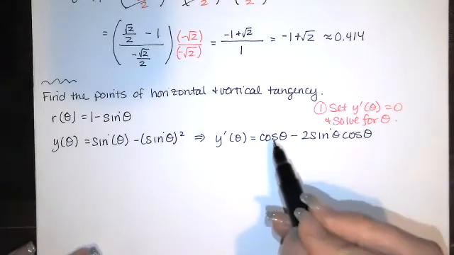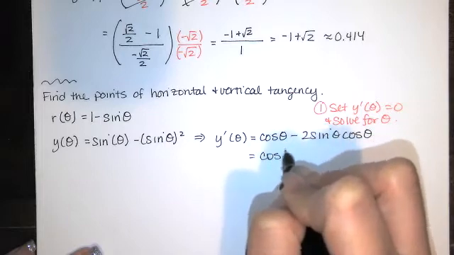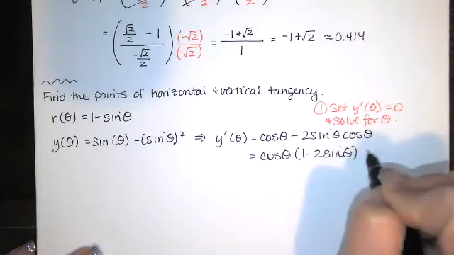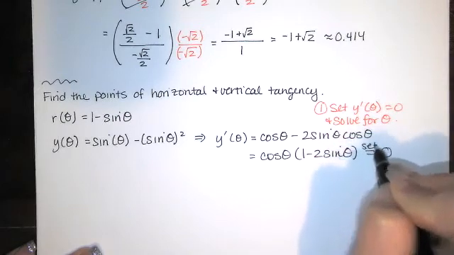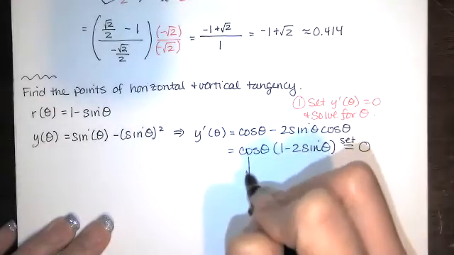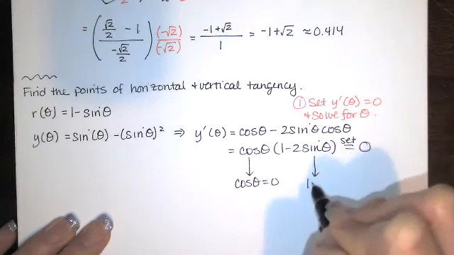Well, this is pretty nice. I've got a cosine here and a cosine there, and so I can factor that out. It's very nice. And then I set that equal to 0. So I've got a product that equals 0. So that means either the first factor is 0 or the second factor is 0.